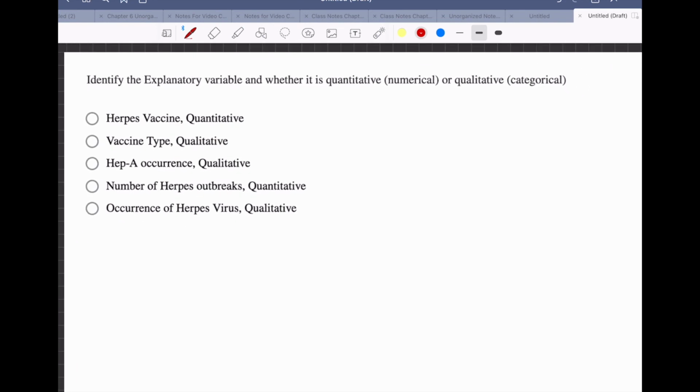This one: identify the explanatory variable and whether it is quantitative, numerical, or qualitative. I think the explanatory variable was this one, vaccine type, and it was qualitative.